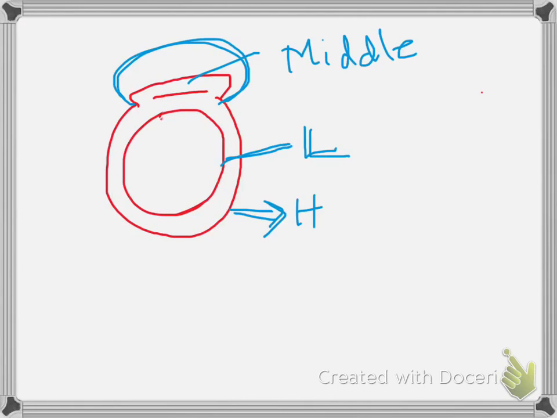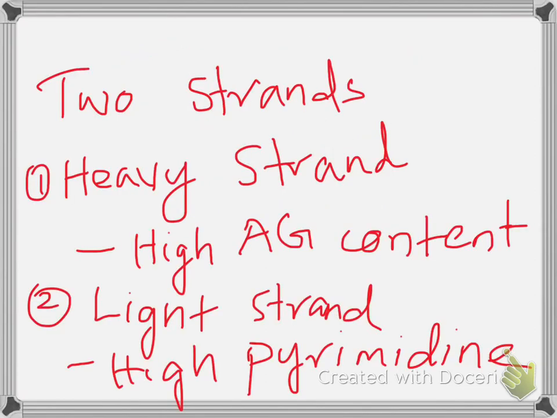So there are two strands. One is the heavy strand or H strand and the other one is the light strand or L strand, and there is a short middle strand that is formed during the replication. The heavy strand contains high adenine and guanine, or high purine content. Purines are double ring compounds, so it becomes heavy. The name is heavy strand because of the high adenine and guanine content.